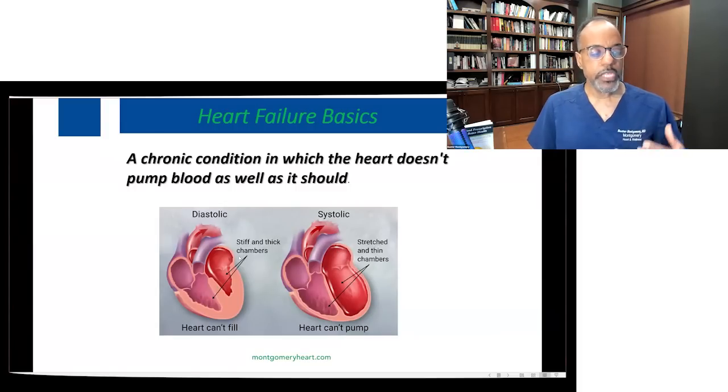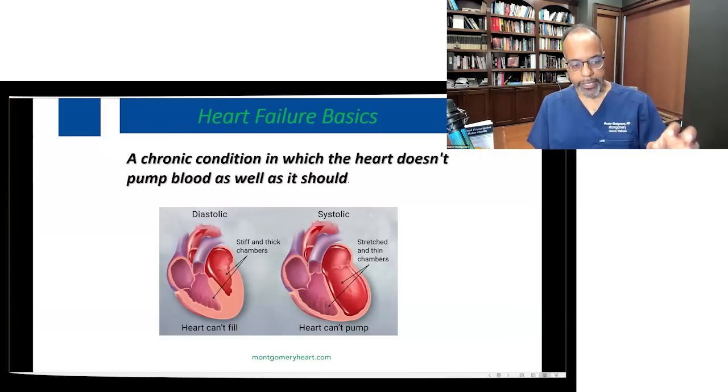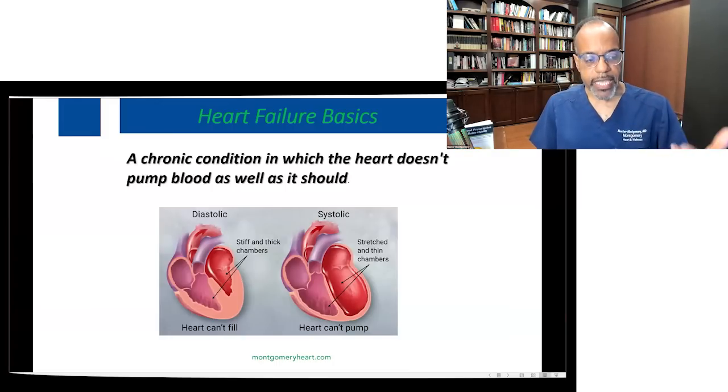Diastolic heart failure is the inability of the heart muscle to relax to allow proper filling. So it's a stiffness of the heart muscle. Systolic heart failure in its purest form is a weakness of the heart muscles, inability of the heart muscle to squeeze or contract to eject an adequate amount of blood flow out with each contraction.